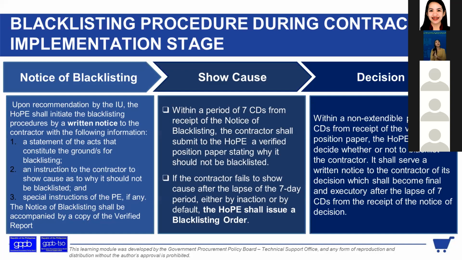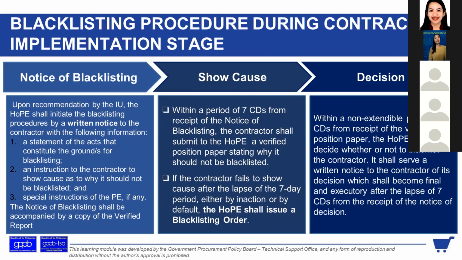Okay? So, the decision: within a non-extendable period of 10 calendar days from receipt of the verified position paper, the HOPE shall decide whether or not to blacklist the contractor. So 10 days for the decision, and 7 days is what should be given to the contractor to explain himself.